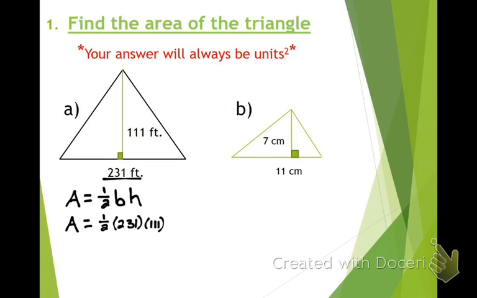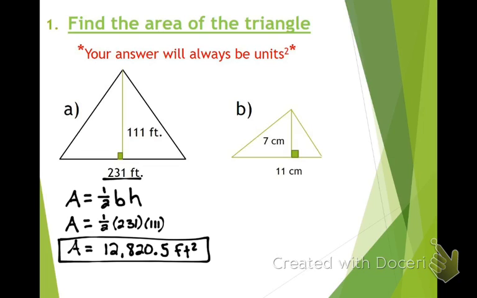All right, so now you're allowed to use your calculators, so go ahead and plug that in for me. Okay, when you did that, what do you find out it is? 12,820.5. Okay, that's a big number. 12,820.5, and what was the units? Feet squared. Feet squared. Thank you for remembering to square your units. Any questions?